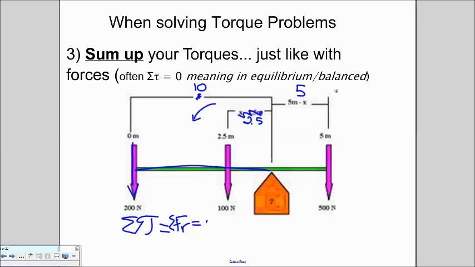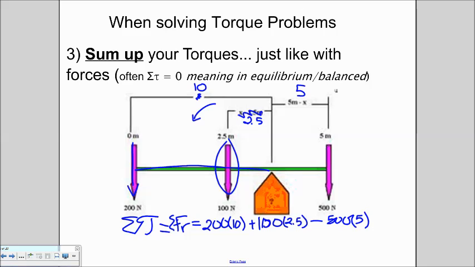So that would be 200 times 10, plus the second force, which is the center of mass of the beam, which is 100 times its distance R, which is 2.5. And then the other one's going to be subtracted because it's in the opposite direction. And that would be 500 times 5.